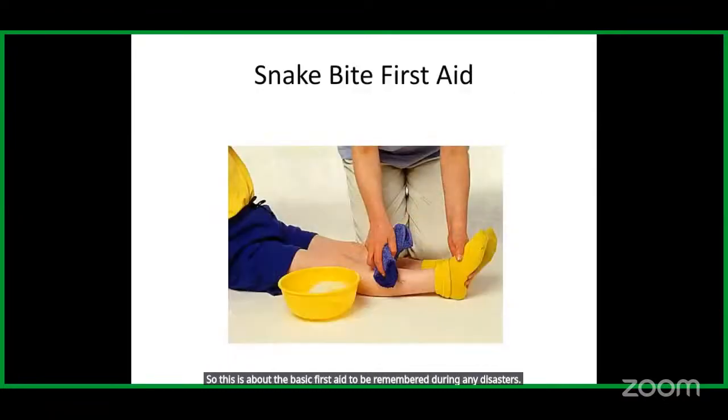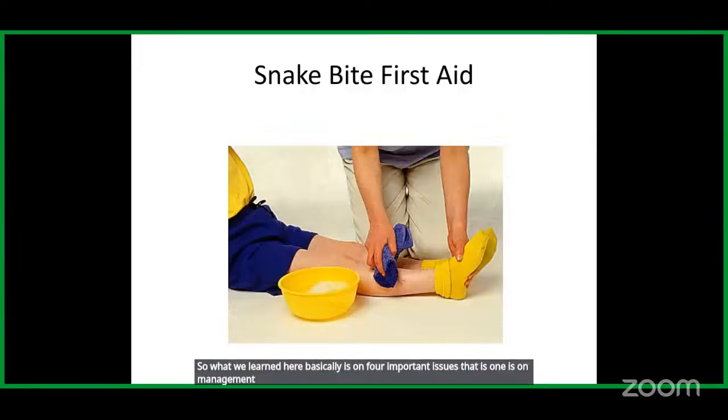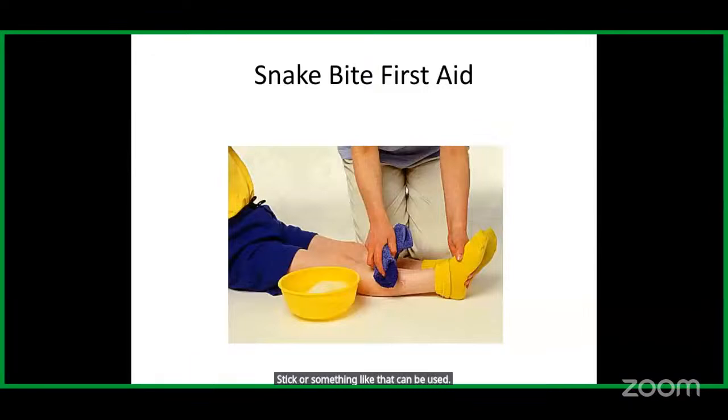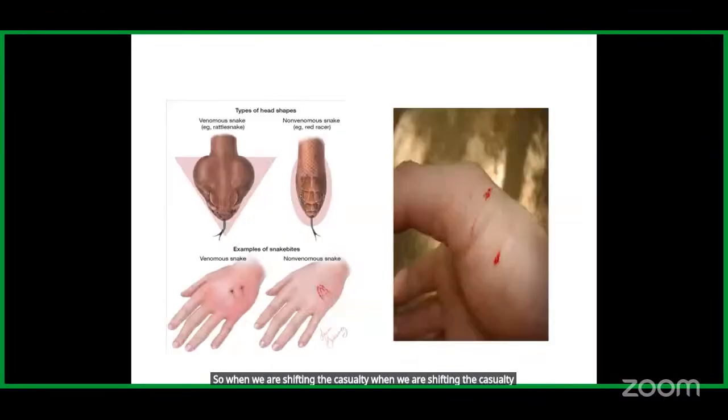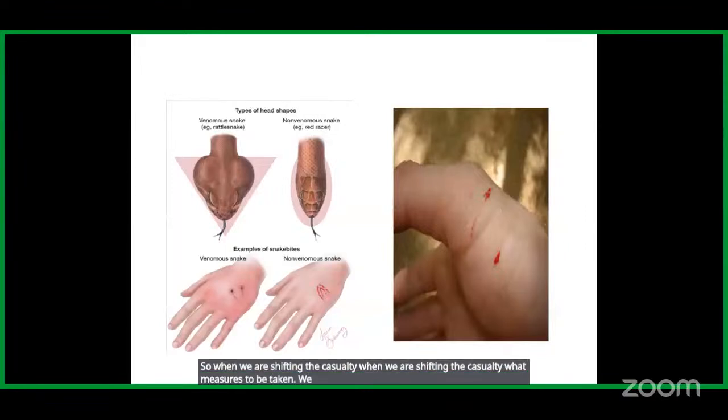So what we learned here is basically on important issues. One is management of injury. In injury management, we learned how to control the bleeding by applying direct pressure, elevation, and putting on a bandage. Then how to stabilize the fractured portion using a splint; a wooden splint, scale, stick, or something like that can be used. Next, we learned how to shift the casualty. When we are shifting the casualty, what measures should be taken? We learned about shifting a casualty using hands, using a stretcher, using a blanket.